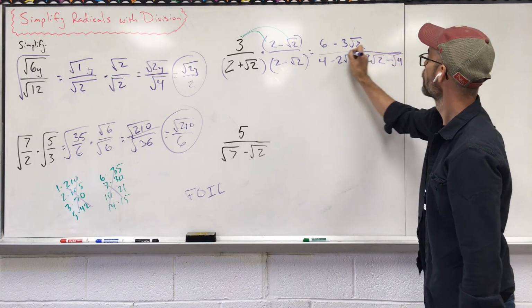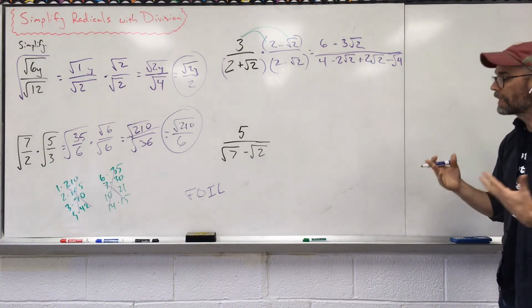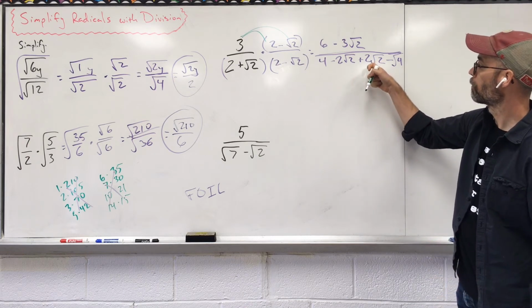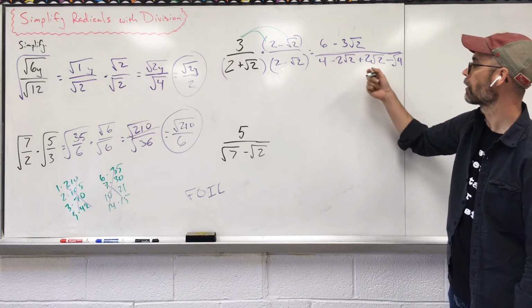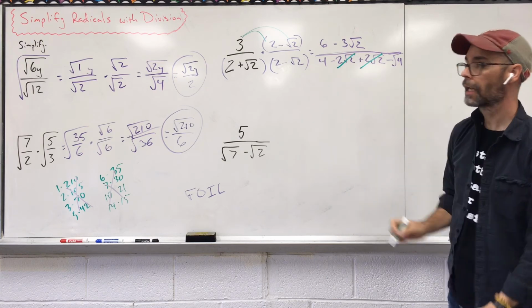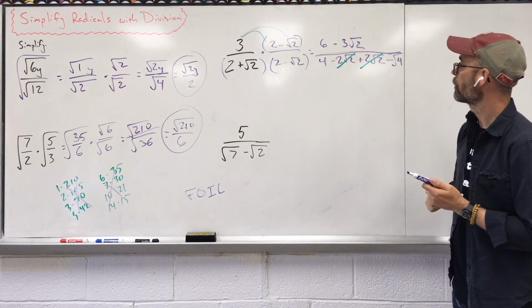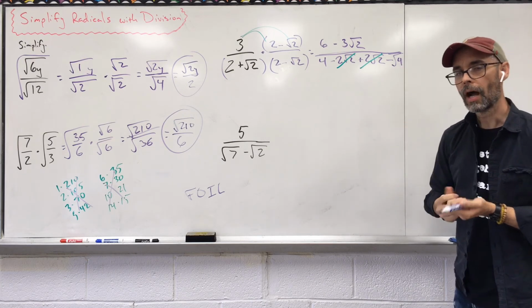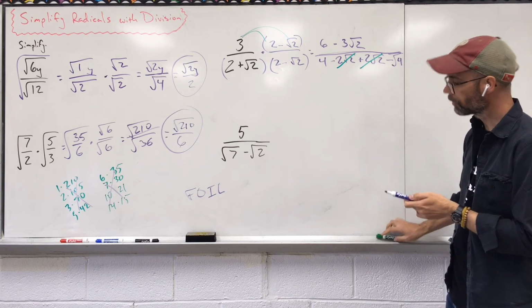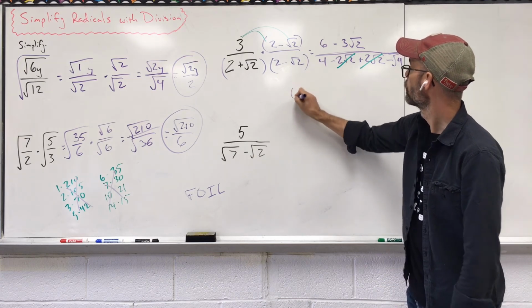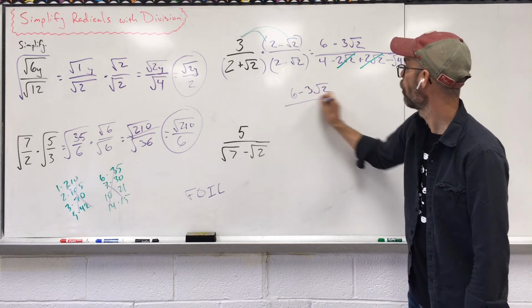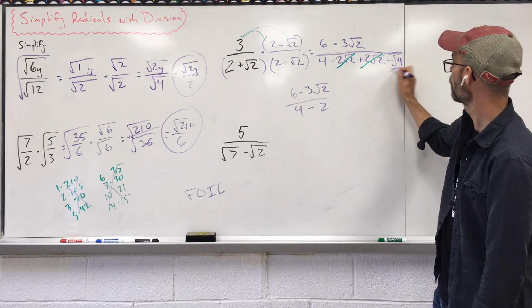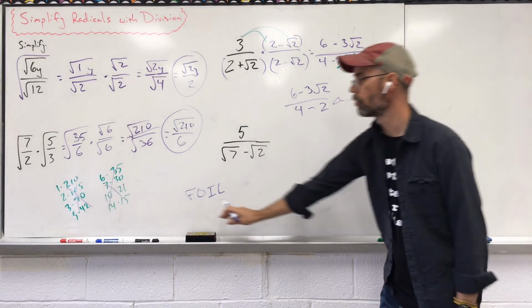Okay? So now, can we combine anything? Yes, we can. Take a look here. We have a positive 2 radical 2 and a negative 2 radical 2. Those things cancel out with each other, giving us 0 there. All right, what else? Square root of 4. I know that's 2. So let's rewrite this whole problem. I'm going to have 6 minus 3 radical 2 all over 4 minus 2. So this right here gives us that 2.